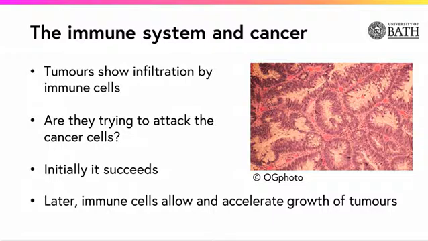It turns out that paradoxically, the immune system initially tries to eliminate cancer cells and it succeeds. But as the tumor grows larger, these immune cells are actually recruited by the tumors to aid their own proliferation. So the immune cells secrete certain cytokines and other growth factors that actually increase cell proliferation in cancers.